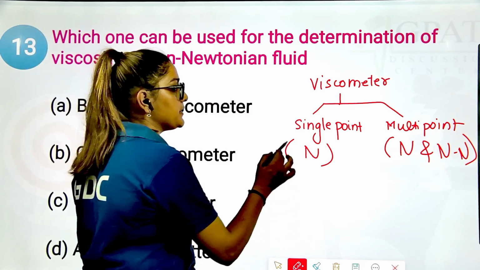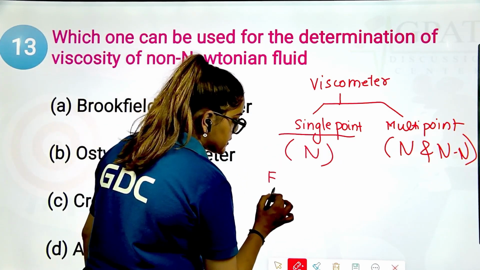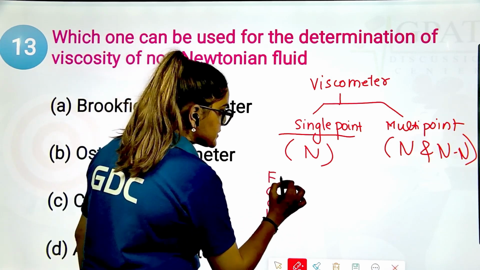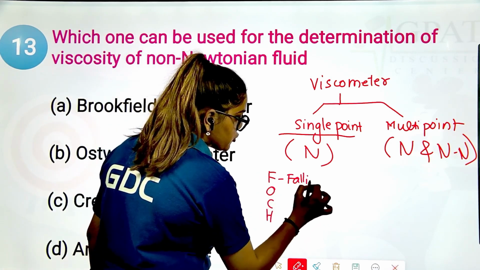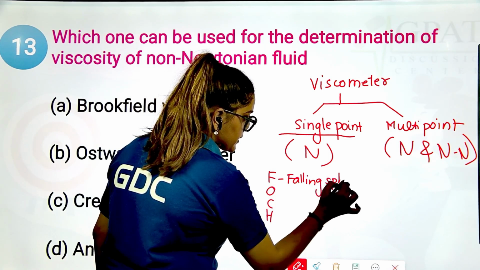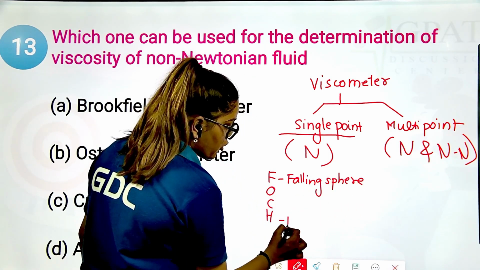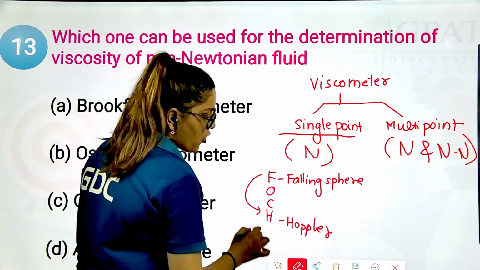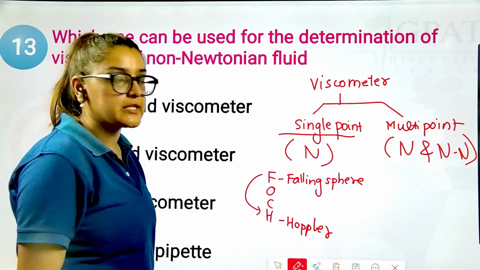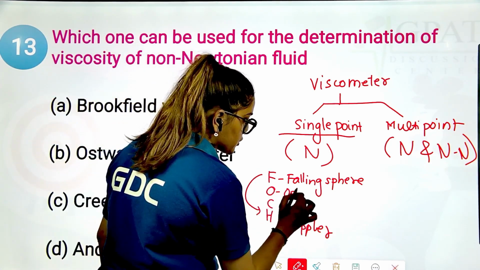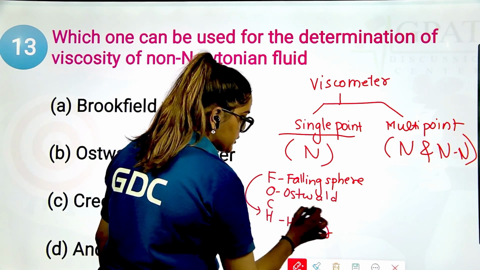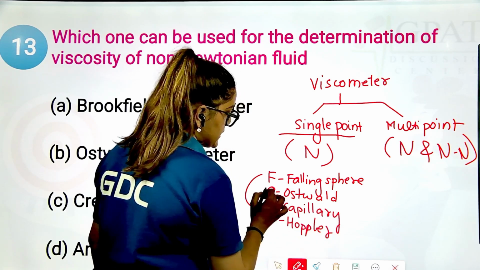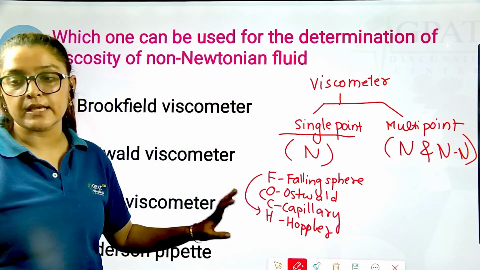For the single point viscometer, a simple trick to remember is FOCH. F is the falling sphere viscometer, of which the Hoppler viscometer is a type. I have written everything here. O is the Oswald viscometer, which is a type of the capillary viscometer. So it is easy to remember this way, FOCH. Everything is written here.